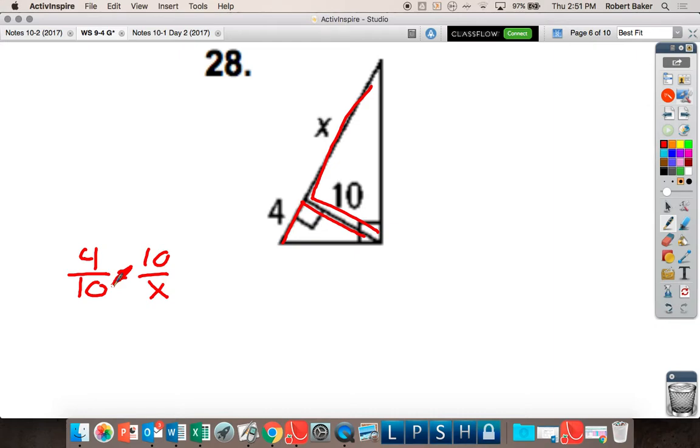All right, so complicated math here. 10 times 10, 4 times x. No factoring, no square roots. That's going to happen a few times today for you. Nice little easy layups for you guys.